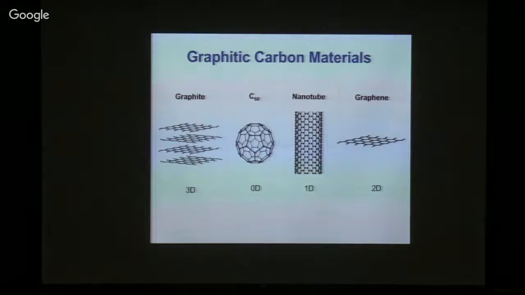Graphitic carbon material has been a focus of physics study for many centuries. It started with three-dimensional graphite, but later it was realized that there are actually many different allotropes of graphitic materials, from zero-dimension fullerenes, which has only 60 carbon atoms, to a one-dimension carbon nanotube, which has a diameter of 1 nanometer, but length can be micron or millimeter long, to graphene, which is a 2D membrane that's single atom thick.